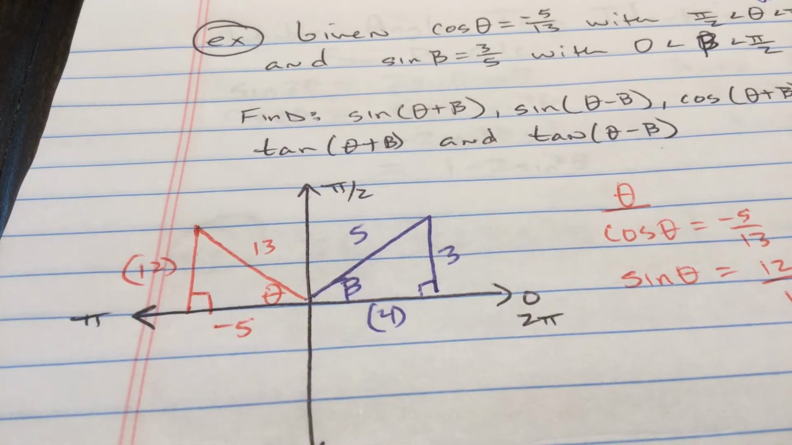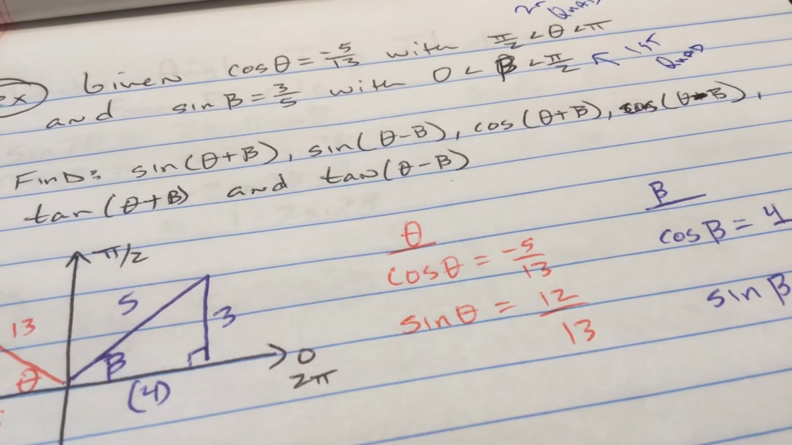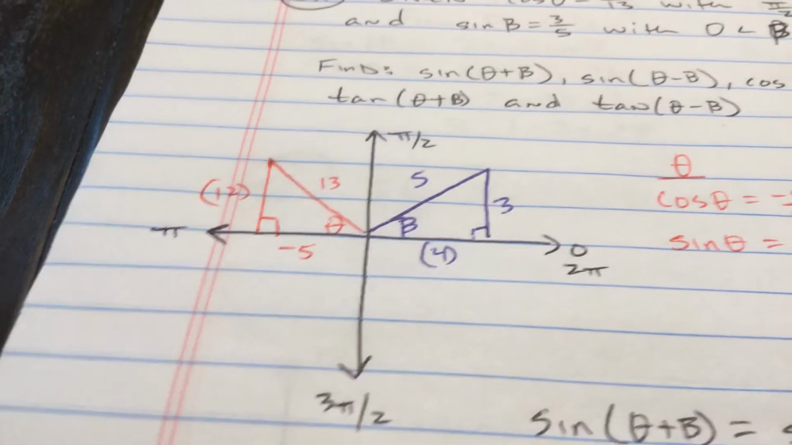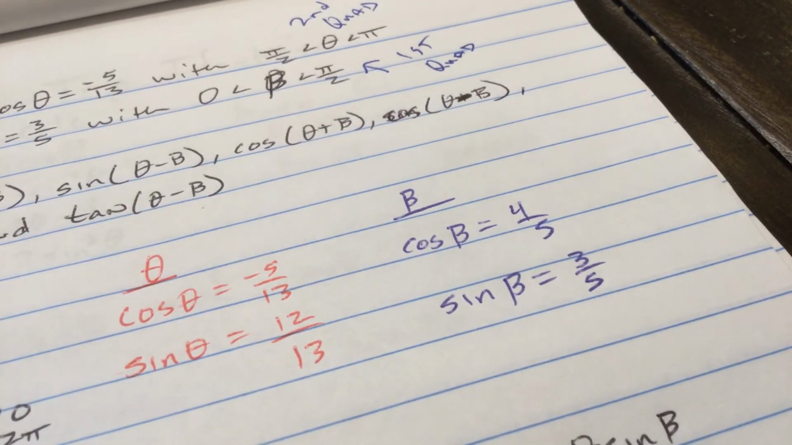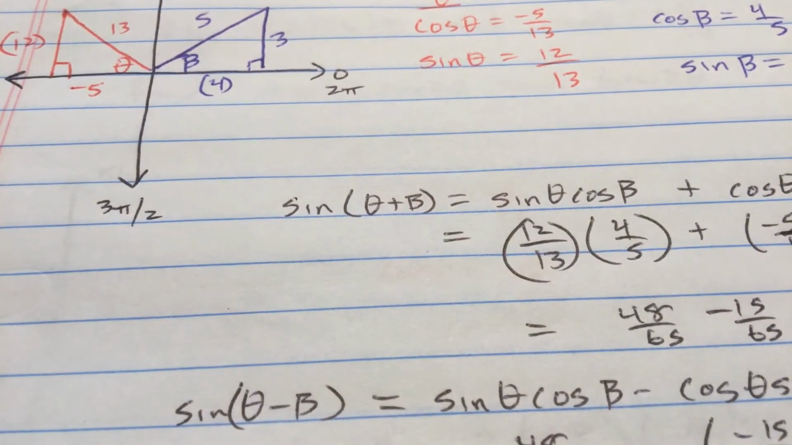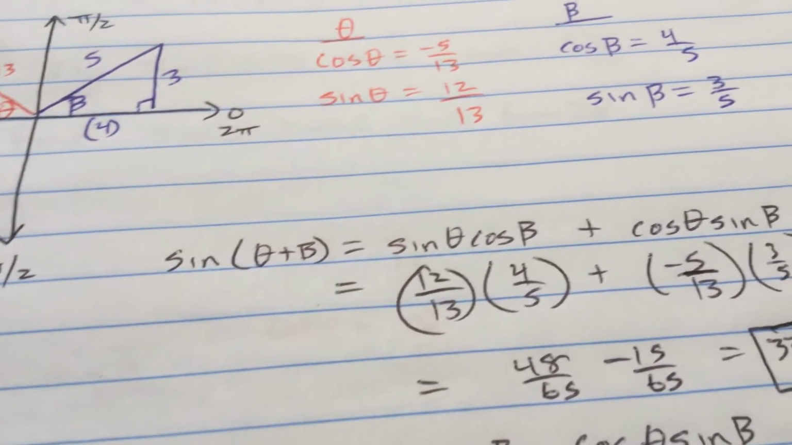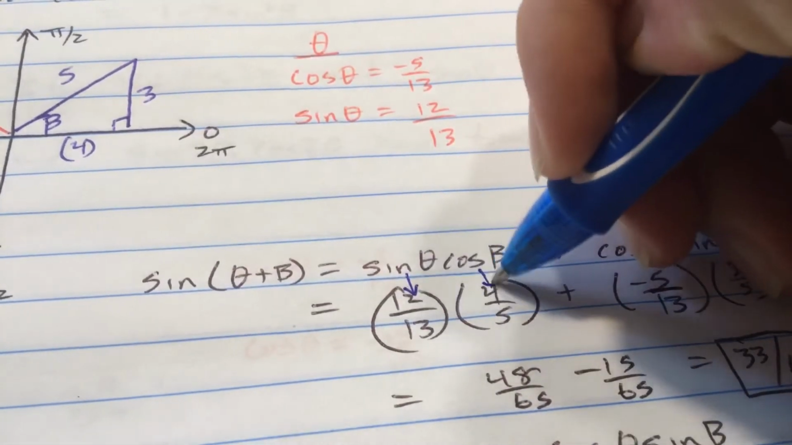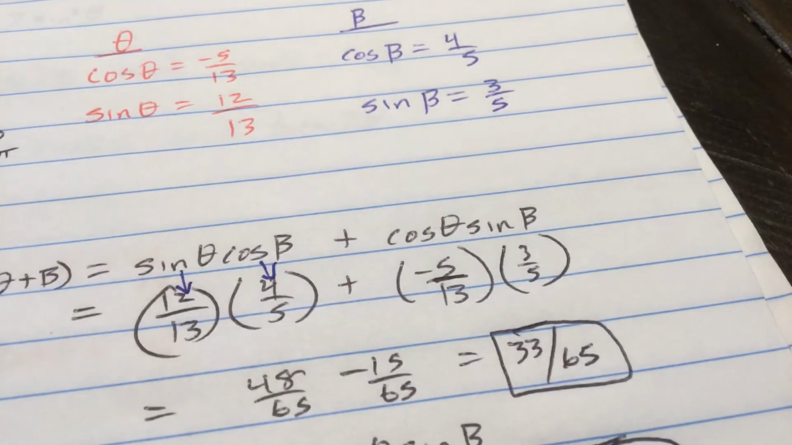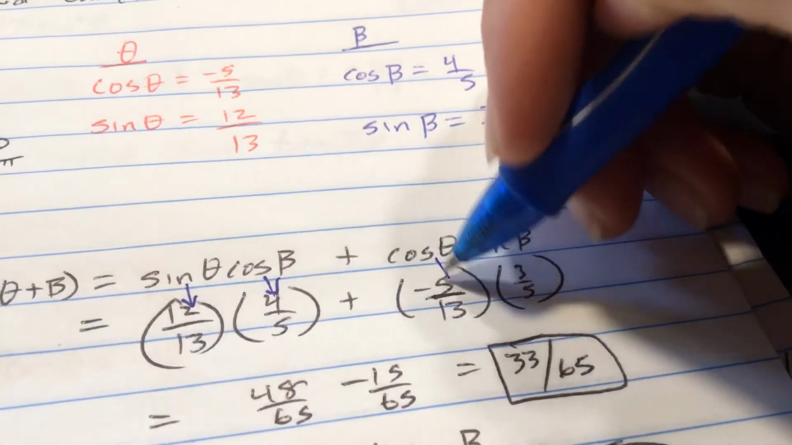So using that info, I know that sine of theta is 12 over 13. And I know that cosine of beta is 4/5 from the formulas we learned on the previous page. We know those are important. So sine of theta plus beta is sine theta cosine beta plus cosine theta sine beta.